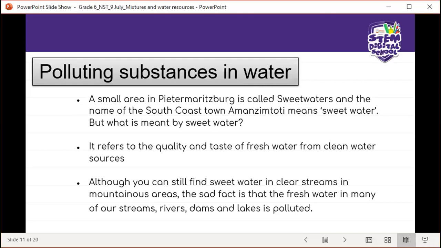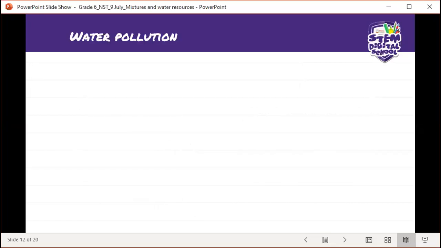All right, the streams, guys. And then the third point reads, although you can still find sweet water in clear streams in mountainous areas, the sad fact is that the fresh water in many of our streams, rivers, dams, and lakes is polluted, right? Which makes it difficult to actually just drink fresh water from streams or rivers or dams without having first to clean the water. Okay, so we do have polluting substances which dissolve in water, and that brings us to another topic which is called water pollution.